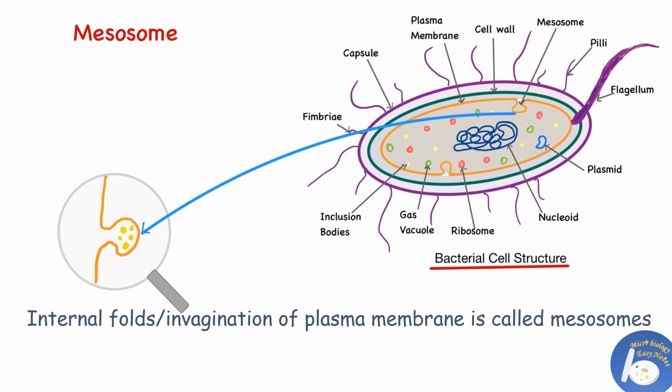Mesosomes are folded invaginations in the plasma membrane of bacteria. It is observed that these structures appear when certain chemicals or techniques like electron microscopy are used on the bacterial cell. There is no known particular function of the mesosome.